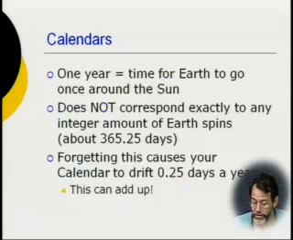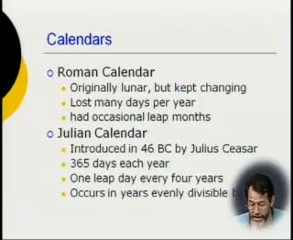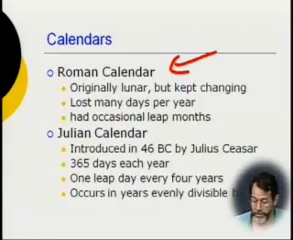So every 4 years we do a leap year. But even that's not completely exact. Originally, the Roman calendar was a lunar calendar, and it lost many days a year, although it had occasional leap months. So if you lived thousands of years ago, you wouldn't have this current calendar. You'd have the Roman calendar, and occasionally the Roman emperor would declare a leap month.